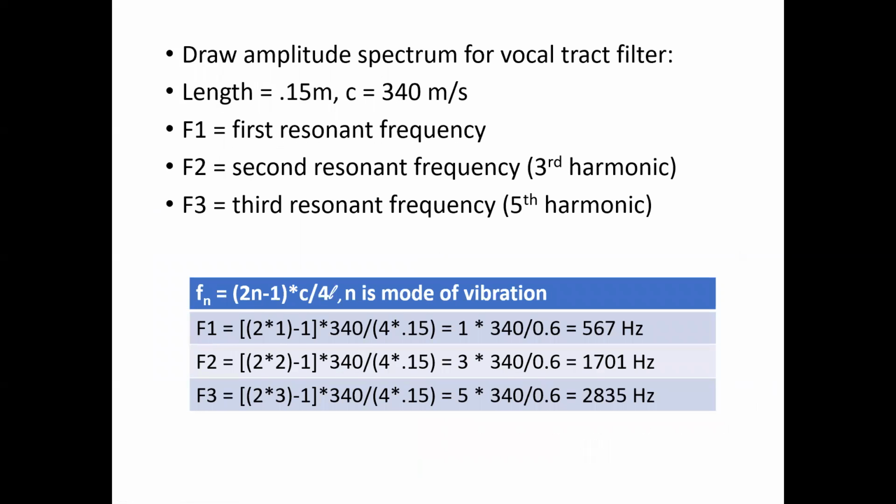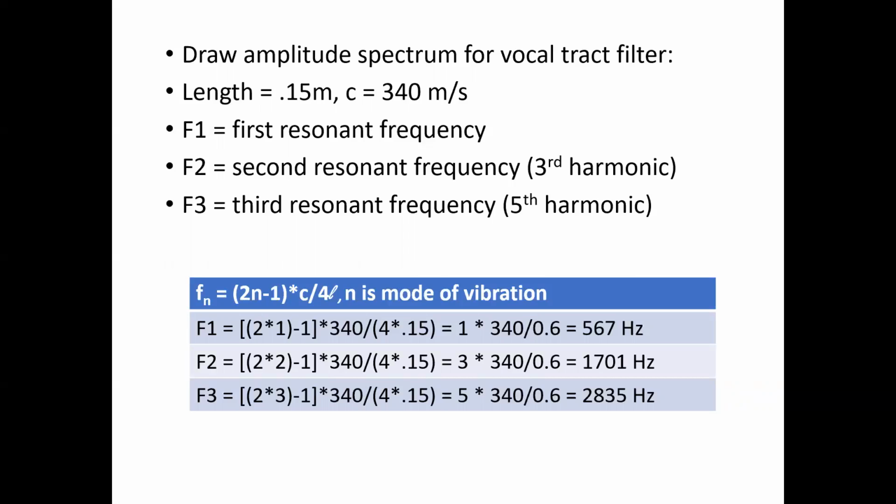Okay, so let's draw ourselves an amplitude spectrum for a vocal tract filter. If that open closed tube is 0.15 meters long, and let's say the speed of sound in air is 340 meters per second, we want to calculate the first resonant frequency, F1, the first formant, formant number 2, and formant number 3.